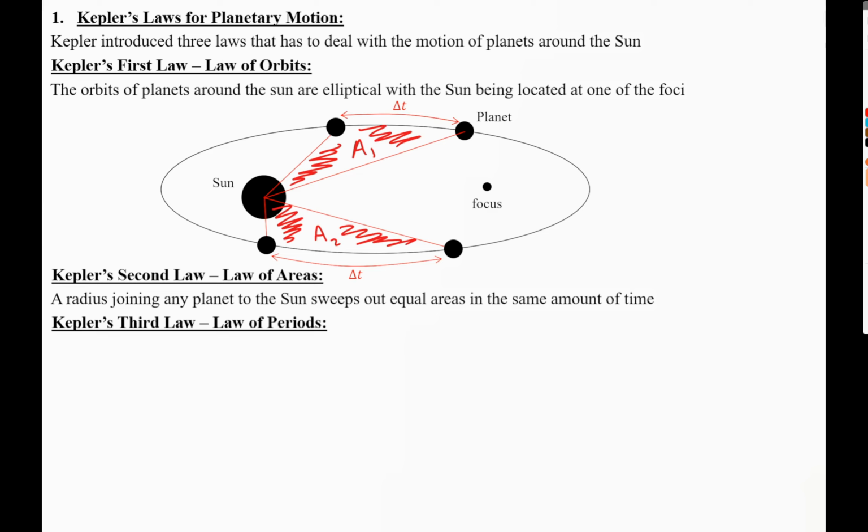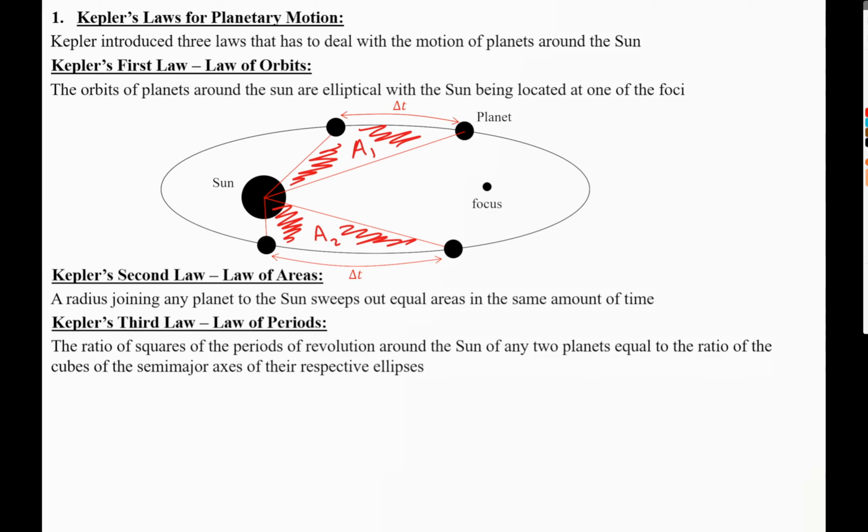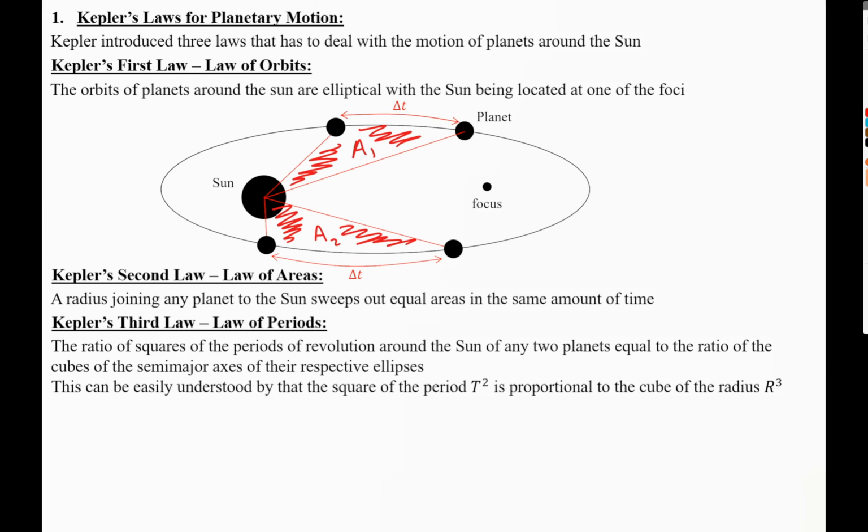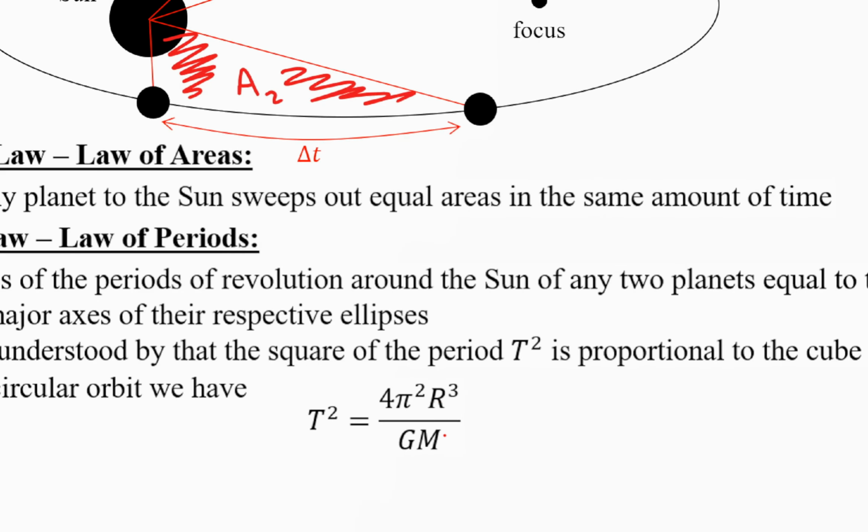Now, what about Kepler's third law, which is the law of periods? The ratio of the squares of the periods of revolution around the Sun of any two planets is equal to the ratio of the cubes of the semi-major axes of the respective ellipses. This can be understood as: the square of the period, T squared, is proportional to the cube of the radius, r cubed. Now let's recall that for a circular orbit, T squared is equal to 4 pi squared r cubed over GM. Now this is a constant, which means that T squared is equal to a constant multiplied by r cubed, which means that T squared divided by r cubed is equal to the constant.